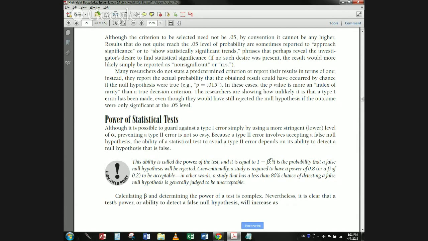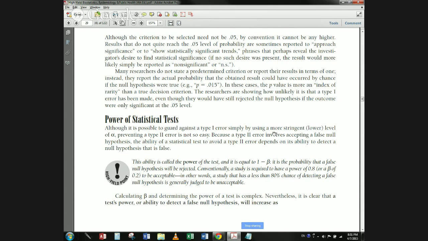Many researchers do not state a predetermined criterion or report their results in terms of one. Instead, they report the actual probability that the obtained result could have occurred by chance if the null hypothesis were true. For example, p is equal to 0.015. In these cases, the p-value is more an index of rarity than a true decision criterion. The researchers are showing how unlikely it is that a type 1 error has been made, even though they would have still rejected the null hypothesis if the outcome were only significant at the 0.05 level.